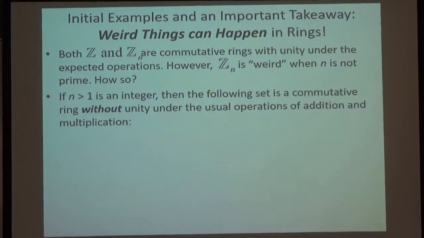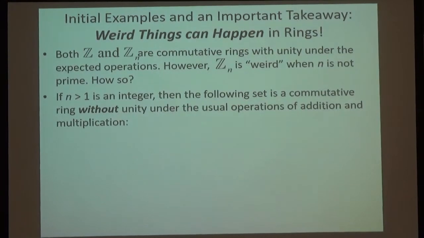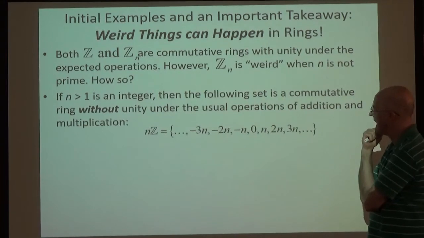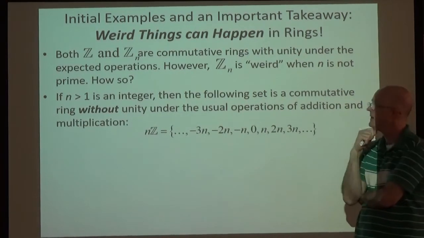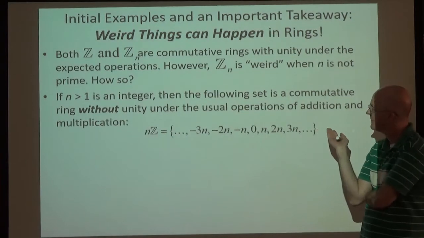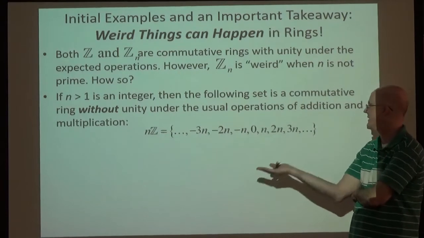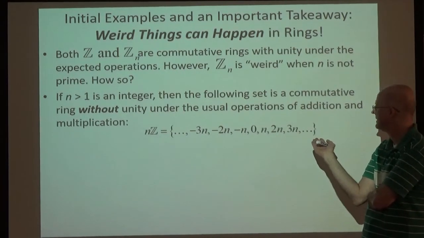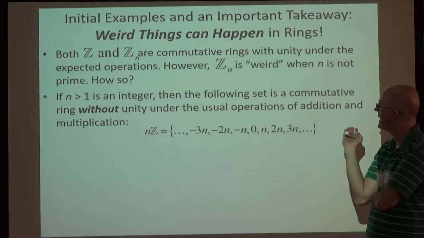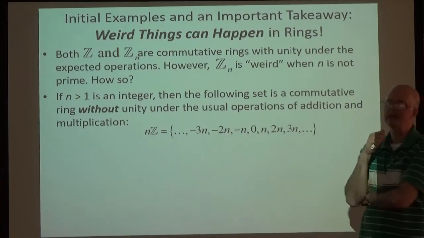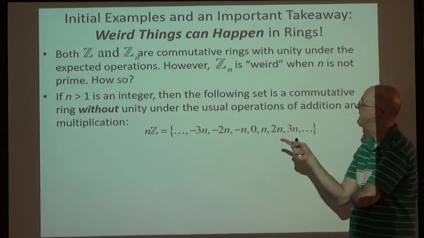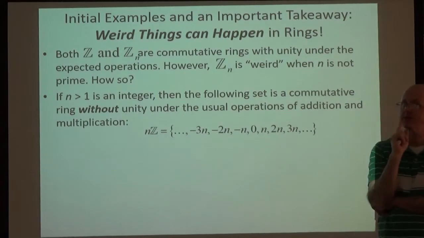If n greater than 1 is an integer, then the following set is a commutative ring without unity under the usual operations of addition and multiplication. This set here, the set of all integer multiples of the fixed integer n. So if n is 2, then this would be the set of all even integers. If n is 3, this is the set of all multiples of 3. If n is 4, it's the set of all multiples of 4. If n is 5, it's the set of all multiples of 5. Those are all rings, commutative rings. But if n is bigger than 1, there's no unity. There's no 1. There's no multiplicative identity here.